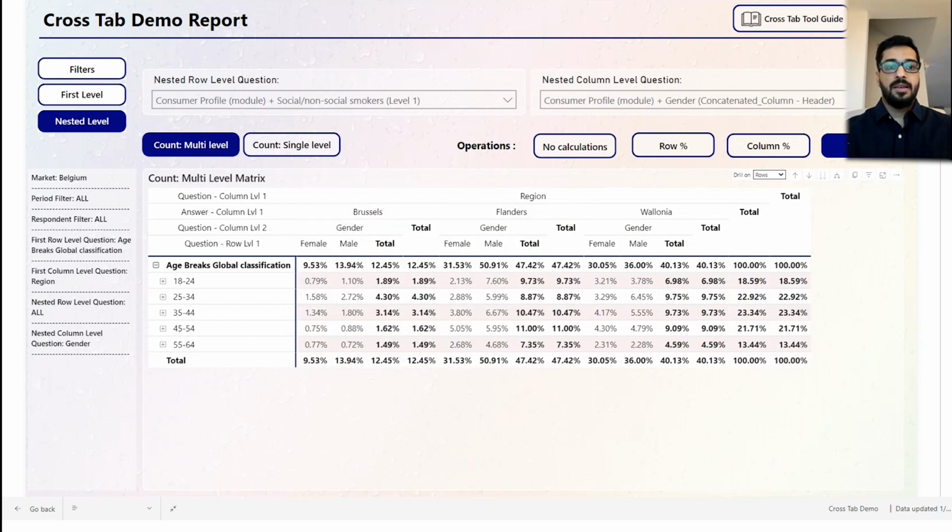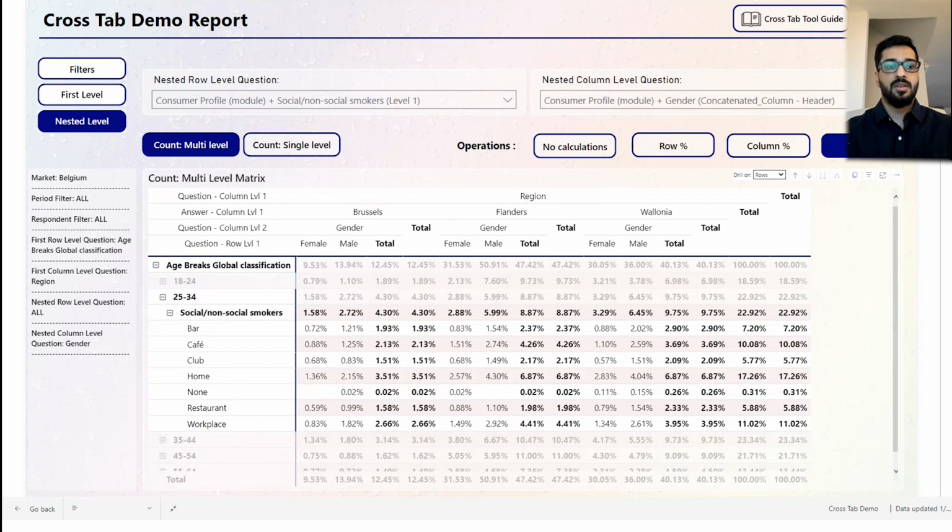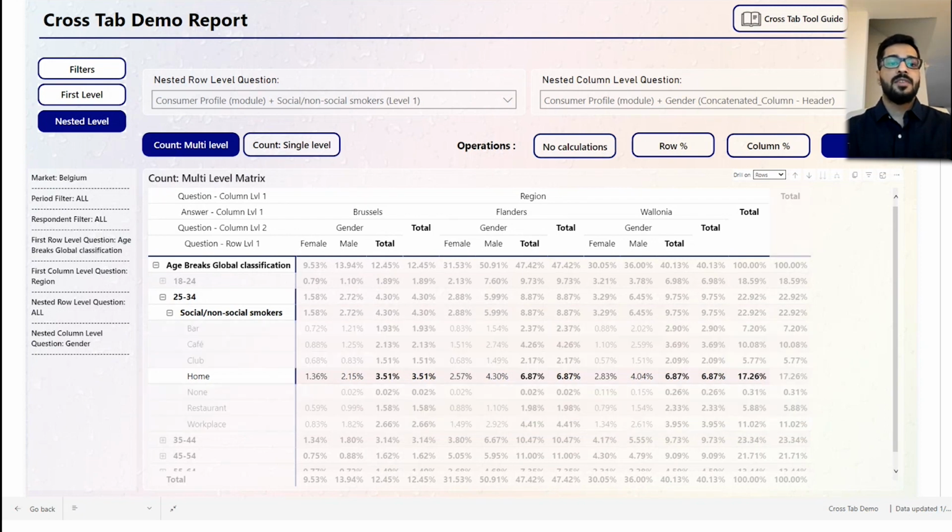Now, if I wanted to analyze the social smoking trends for the age group of, say, 25 to 34, we can drill further down on rows to analyze the nested row level data. Here, we can see that amongst different options across all three regions, we can see the highest percentage of smokers preferred to smoke at home. We can get further insights too.